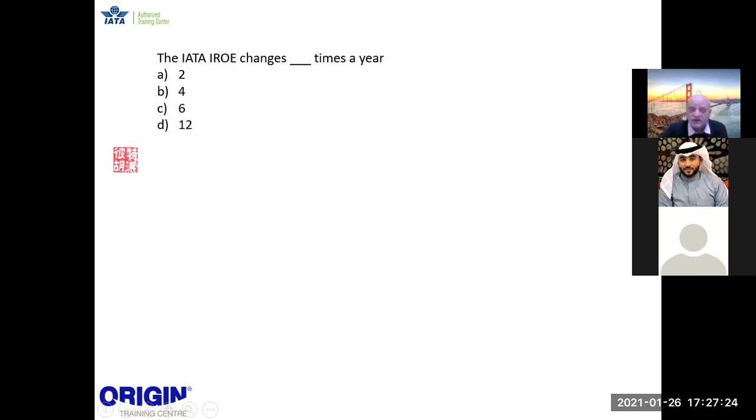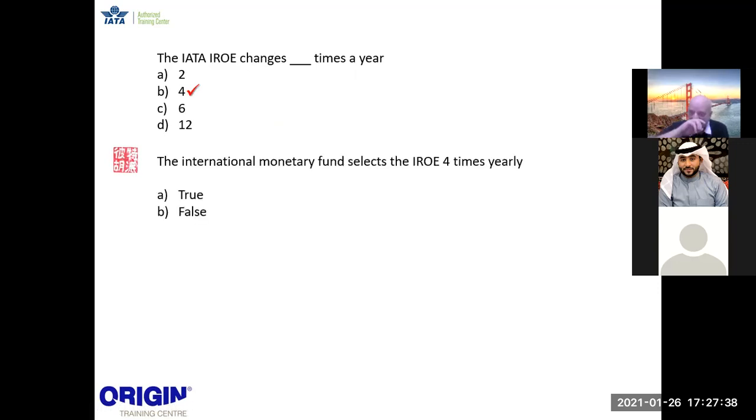Right, the IATA rate of exchange changes how many times a year? No, 4. 4, excellent. The International Monetary Fund selects the rate of exchange 4 times yearly. True or false? Is it the International Monetary Fund that sets the IROE?